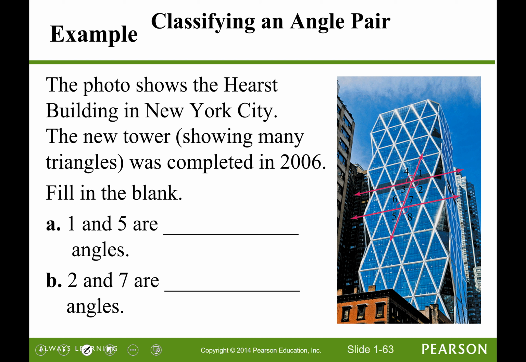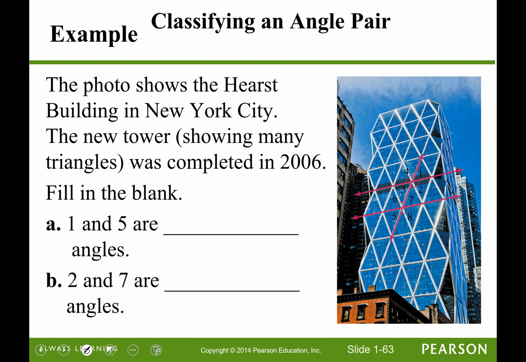All right, classifying an angle pair. The photo shows the Hearst building in New York City. The new tower, showing many triangles, was completed in 2006. Well, it's not that new anymore. Right now it's 2020, so it's 14 years old. So this new tower shows many triangles.